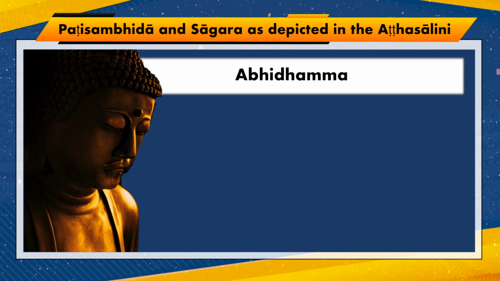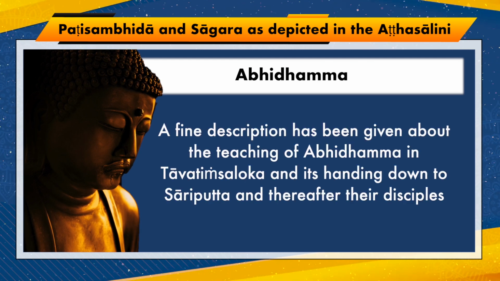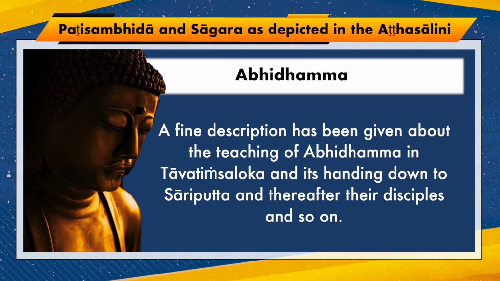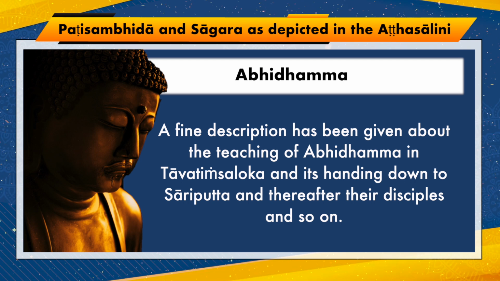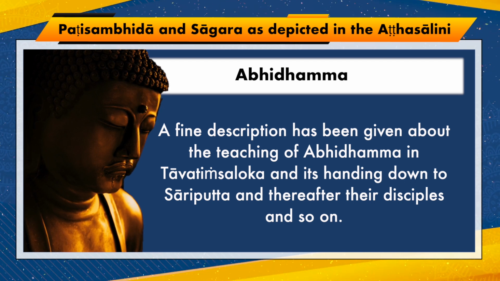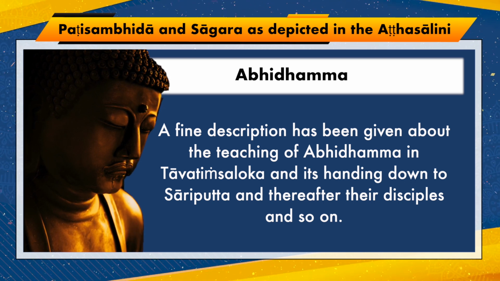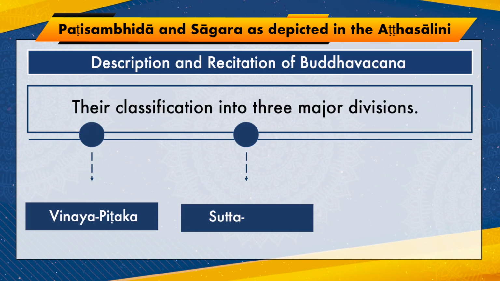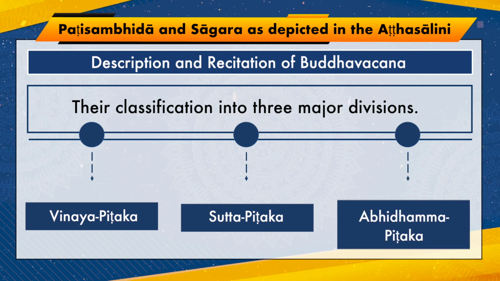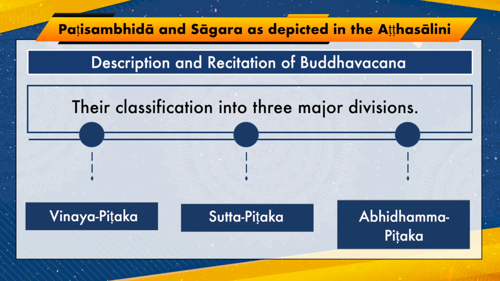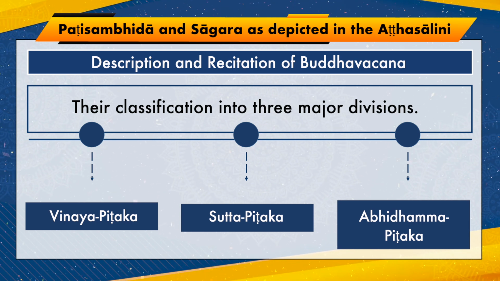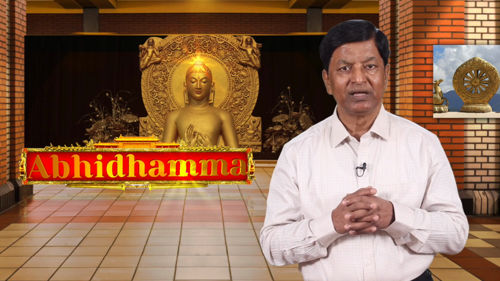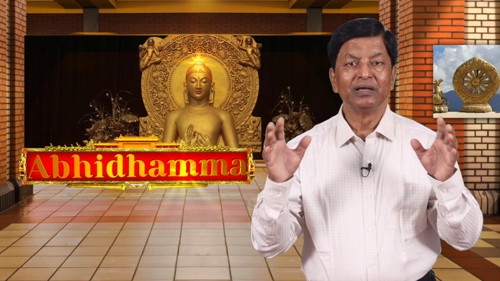In this context, a fine description has been given about the teachings of the Abhidhamma in Tavatimsa Loka and its handing down to Sariputta and thereafter their disciples and so on. And there is the description and recitation of Buddhavacana and their classification into 3 major divisions as Vinaya Pitaka, Sutta Pitaka and Abhidhamma Pitaka. The mention of discourses in all the Pitakas has been given here.